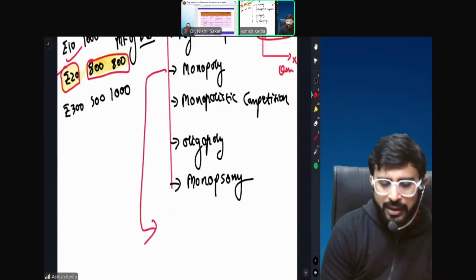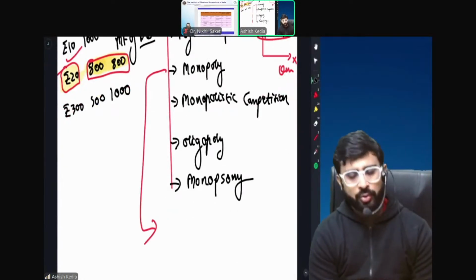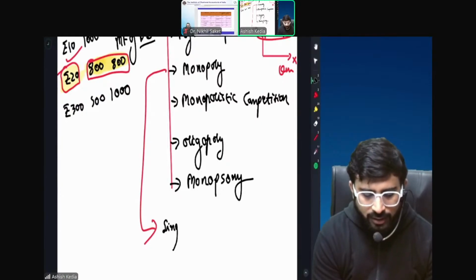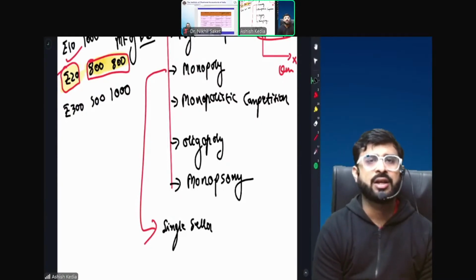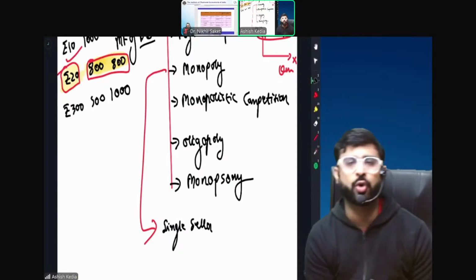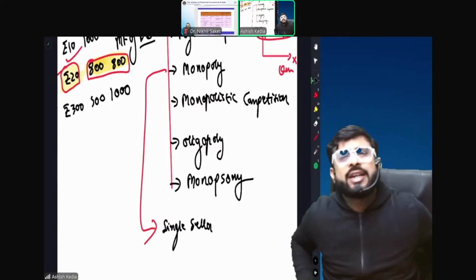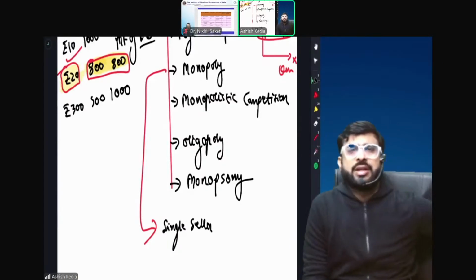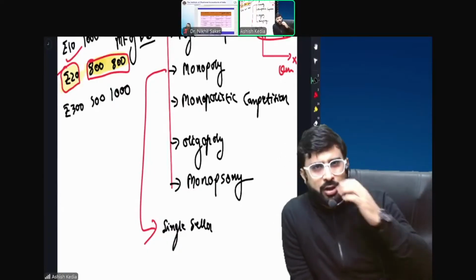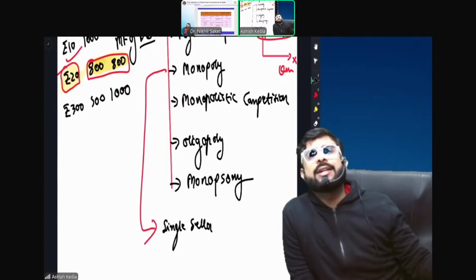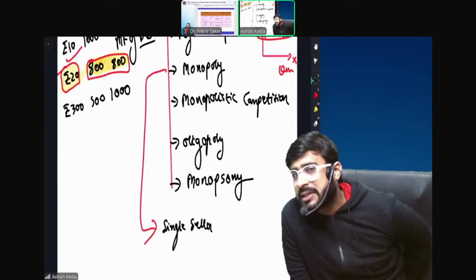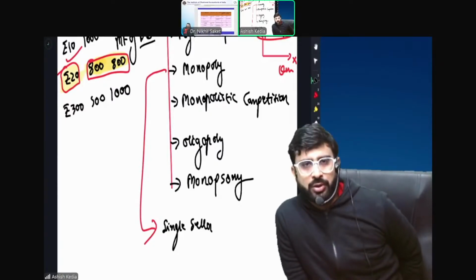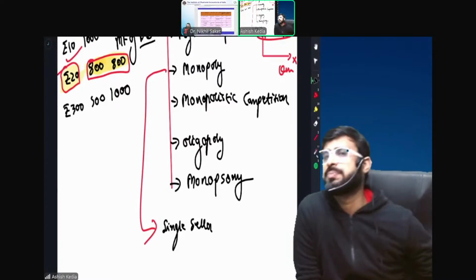In a monopoly market, all of you know that there is a single seller. Actually, there are many sellers, but there is a single seller, and the single seller's product has no close substitutes. Example, Indian Railways. Obviously, there are other means of transportation. It does not mean that Indian Railways is the only one that will carry you from place A to place B. But there is no close substitute as fast and as cheap.